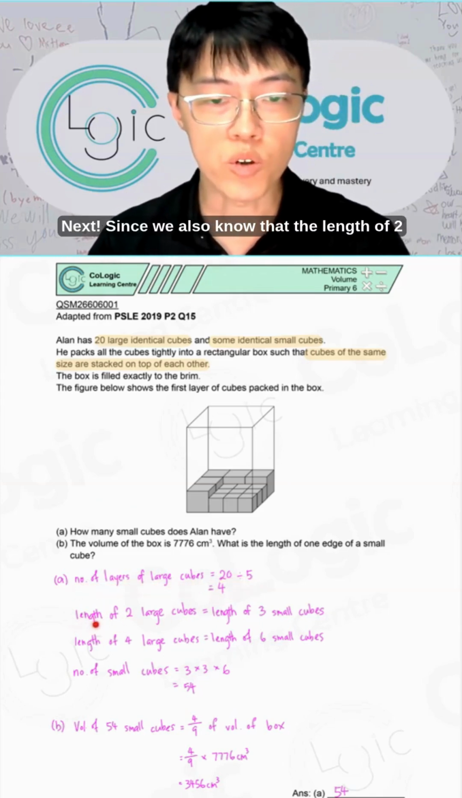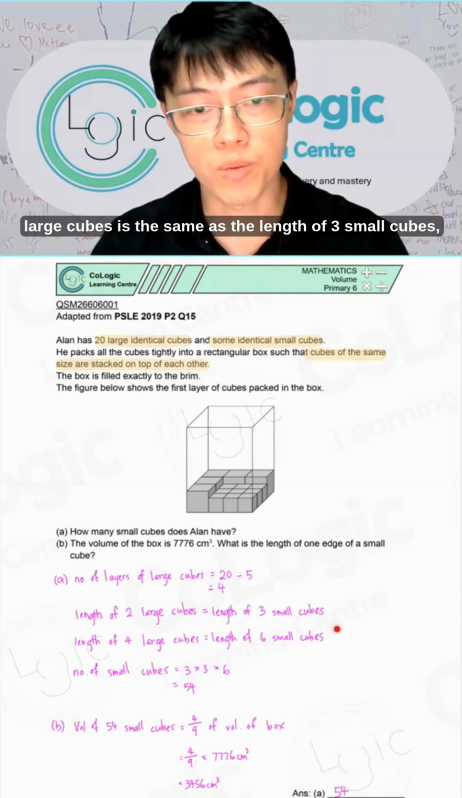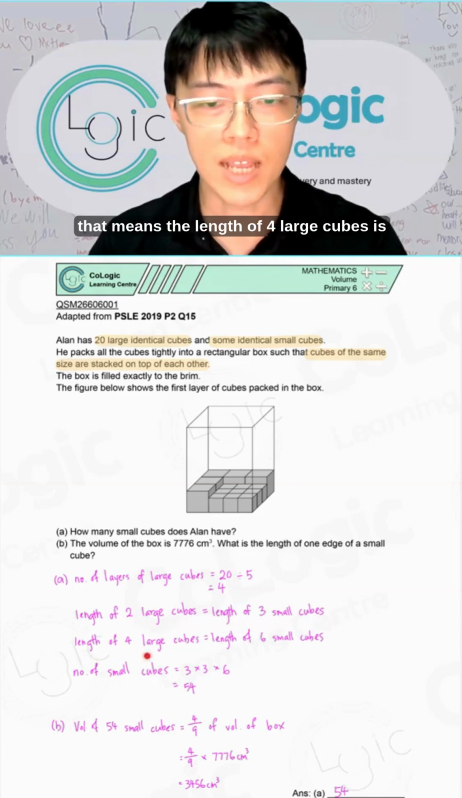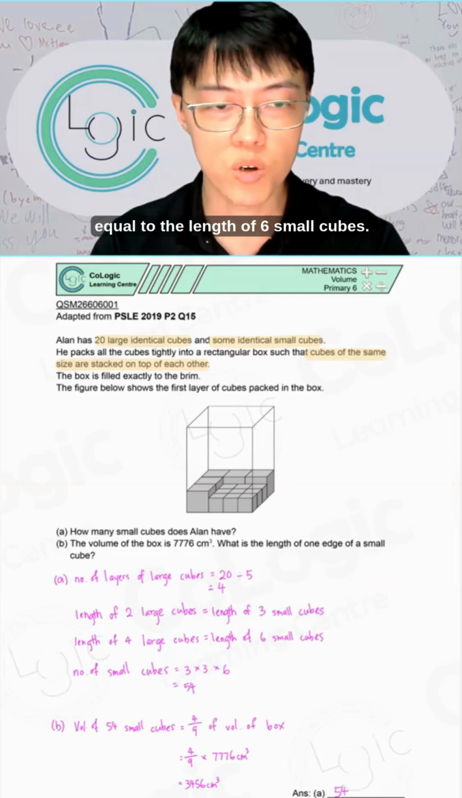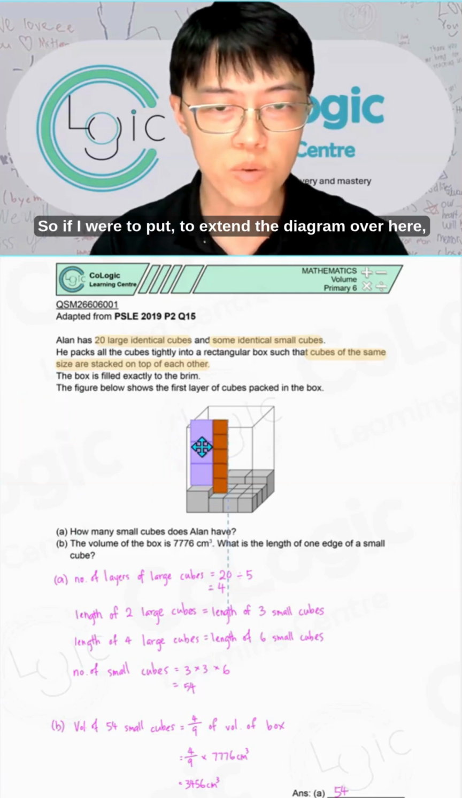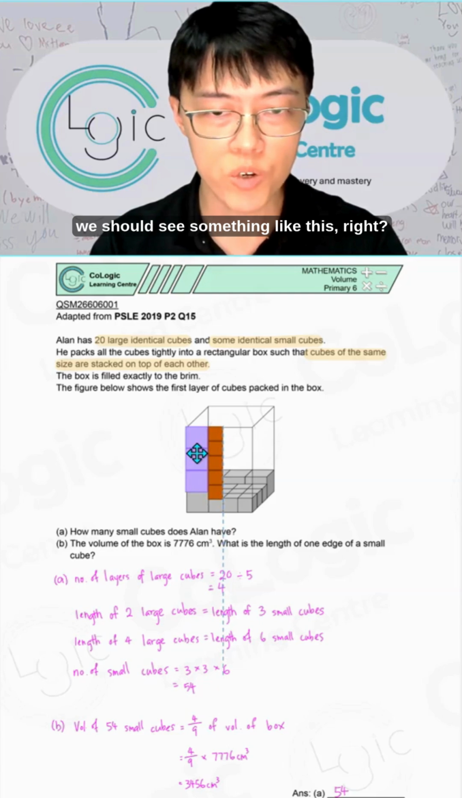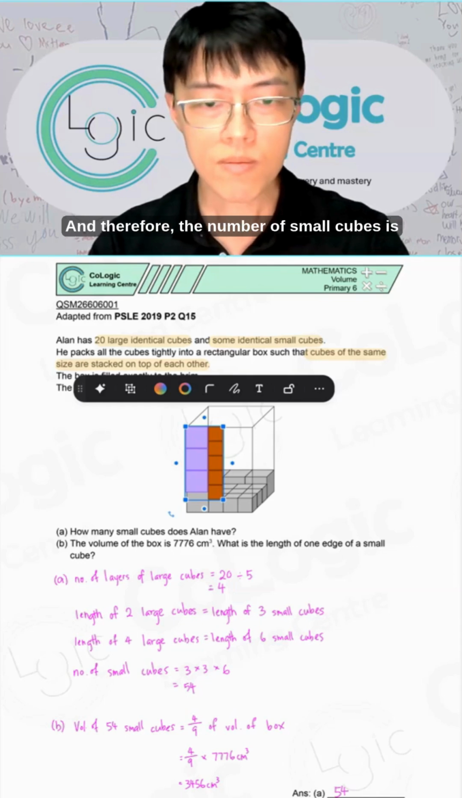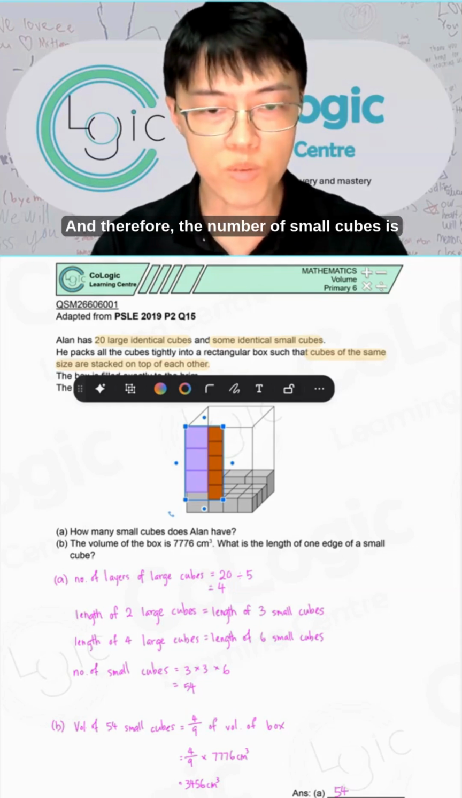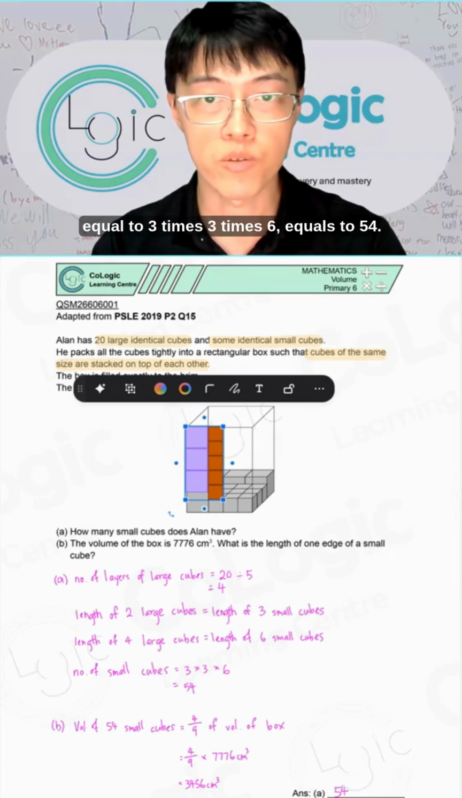Next, since we also know that the length of 2 large cubes is the same as the length of 3 small cubes, that means the length of 4 large cubes is equal to the length of 6 small cubes. So if I were to extend the diagram over here, we should see something like this, right? And therefore, the number of small cubes is equal to 3 times 3 times 6, which equals 54.